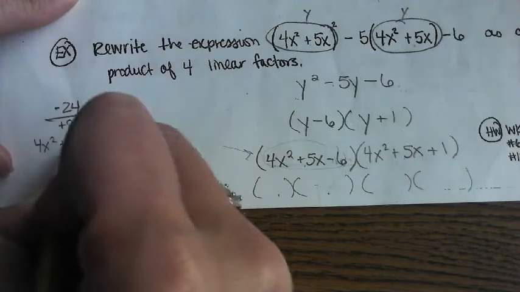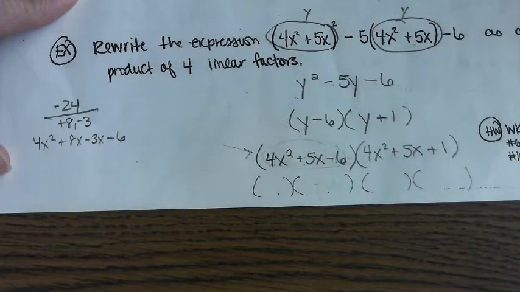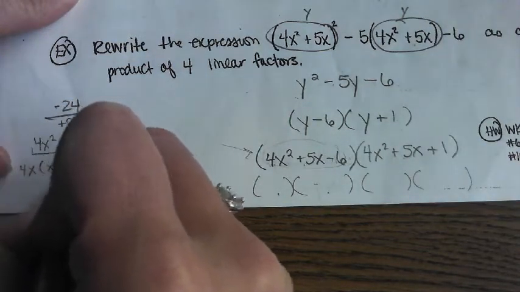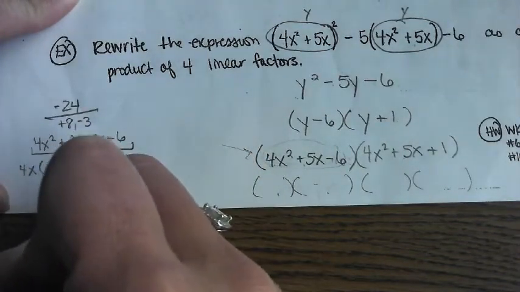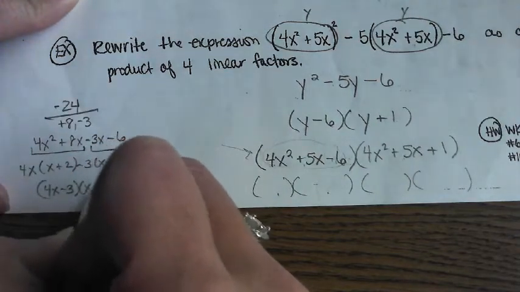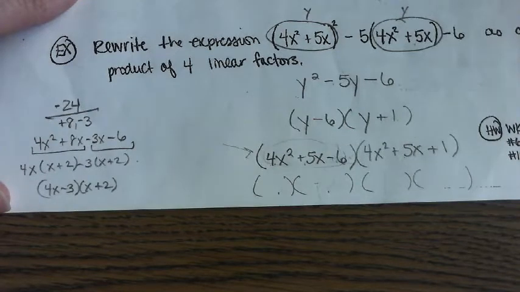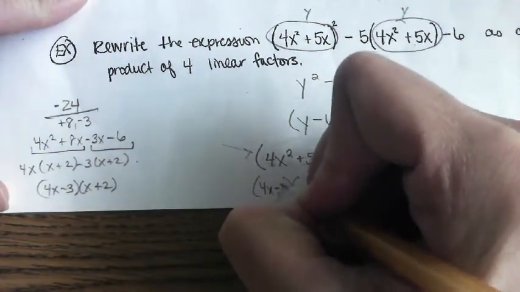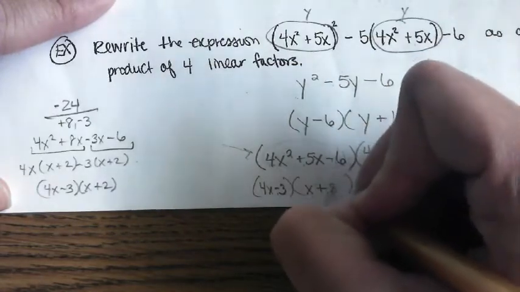4x squared plus 8x minus 3x minus 6. Just go through my grouping. You guys can do that on your own. So rather than all that guessing and checking, I can now convincingly put down my two factors, 4x minus 3 and x plus 2.